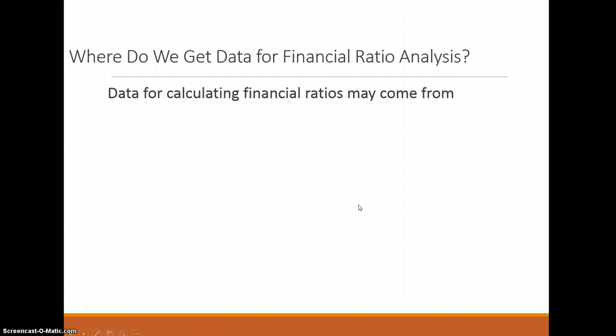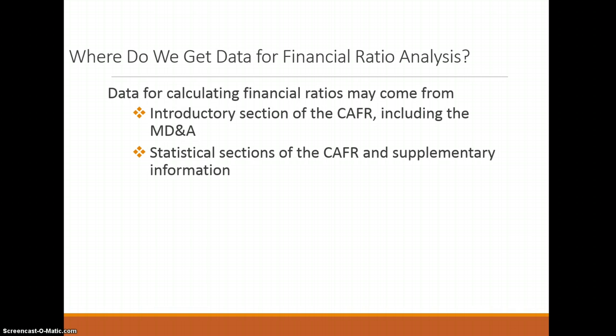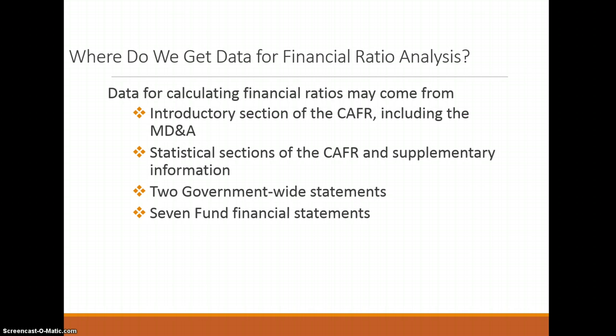Where do we get these financial ratios? The data for these can come from the introductory section, including the MD&A section of the CAFR, or the statistical sections. A lot of these ratios are already published there. Or you can get the source data from the 2 government-wide statements or the 7 fund financial statements. And the notes to the financial statements also will provide a lot of detailed account level information.